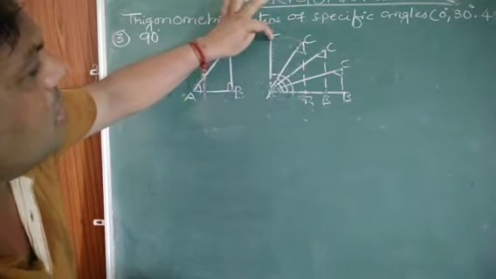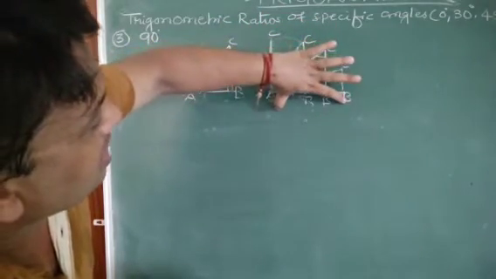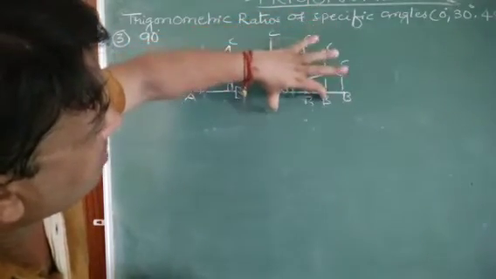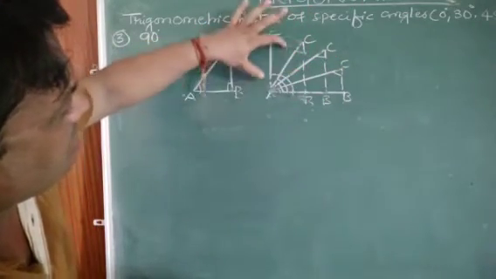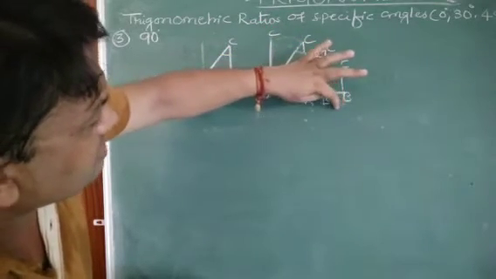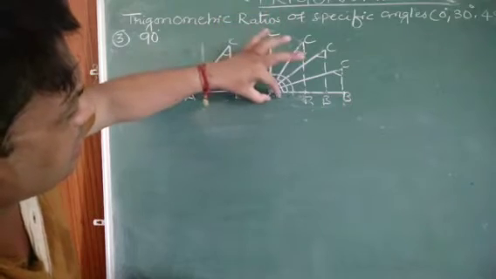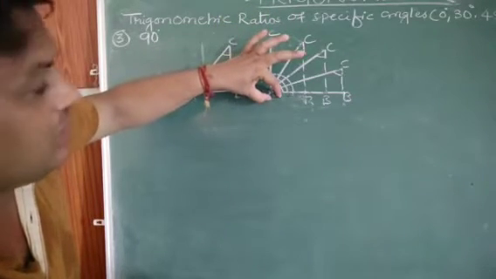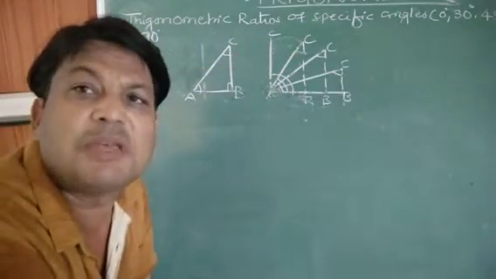C goes close to 0. And what happened to B? Initially B was here. In this figure B came here. Like that B comes here, and this AB length is continuously decreasing. And when angle A becomes 90, A and B will coincide and the distance between A and B becomes 0.